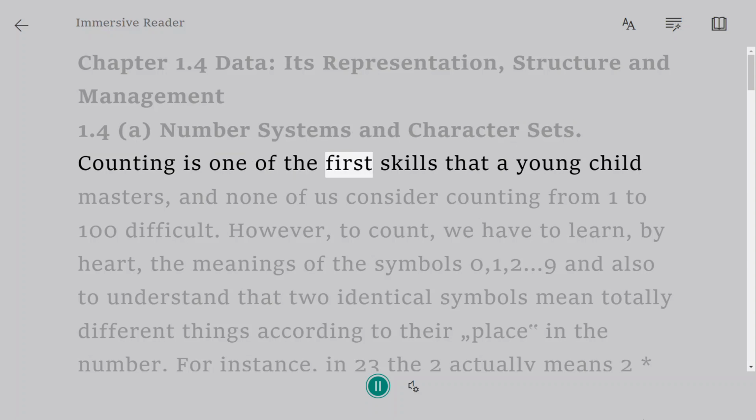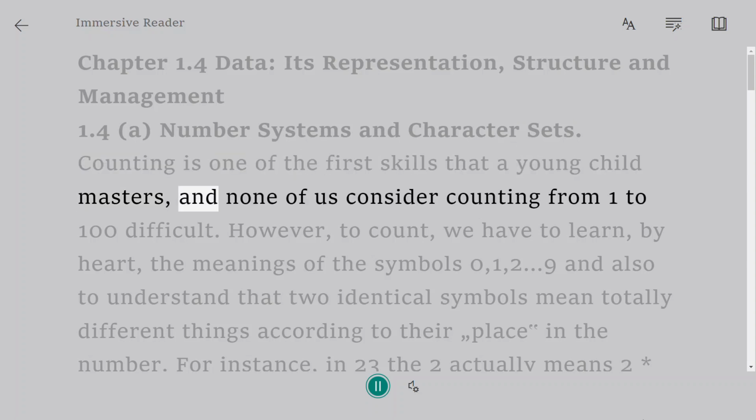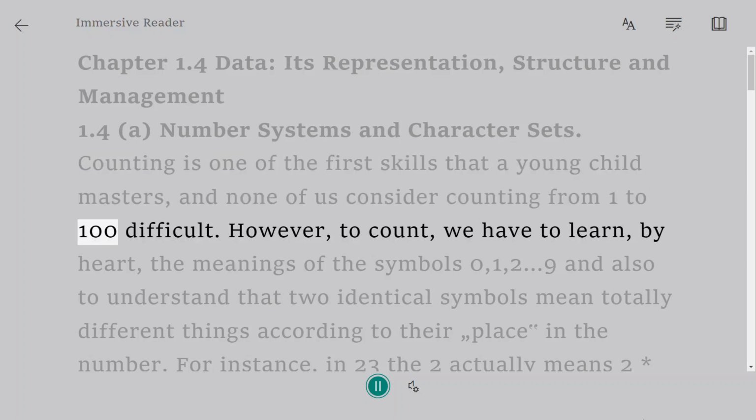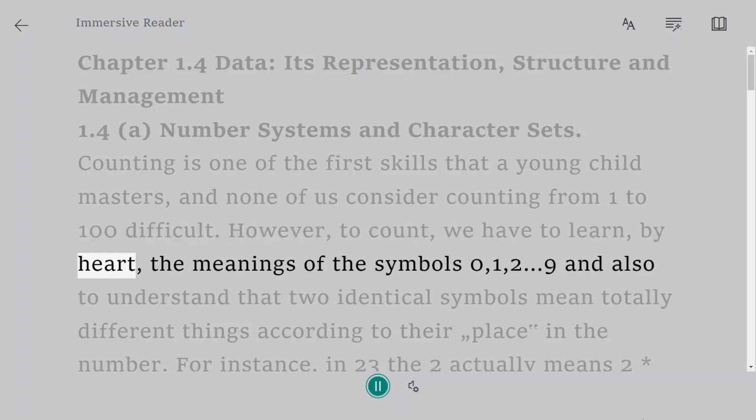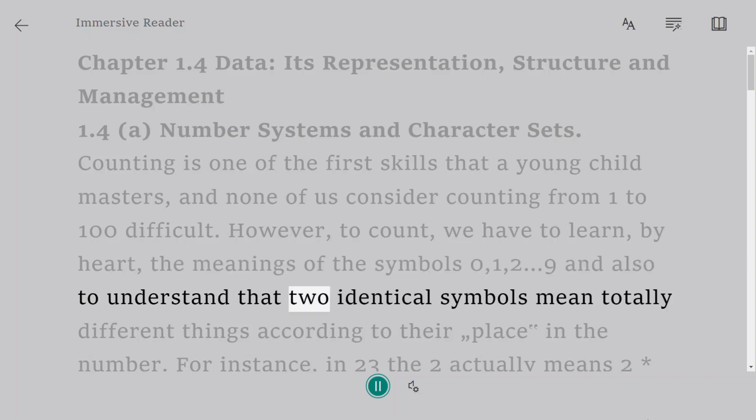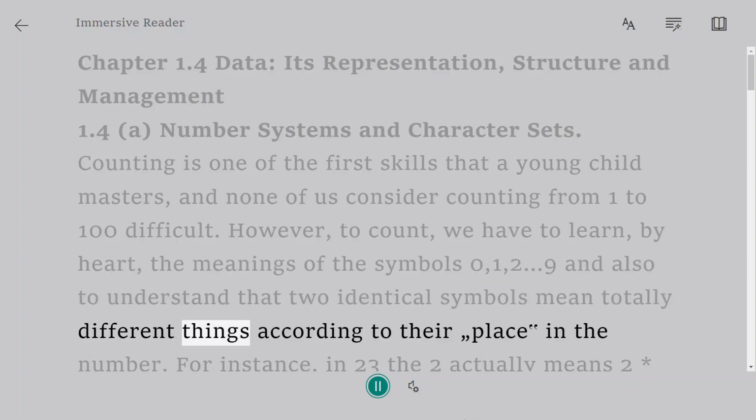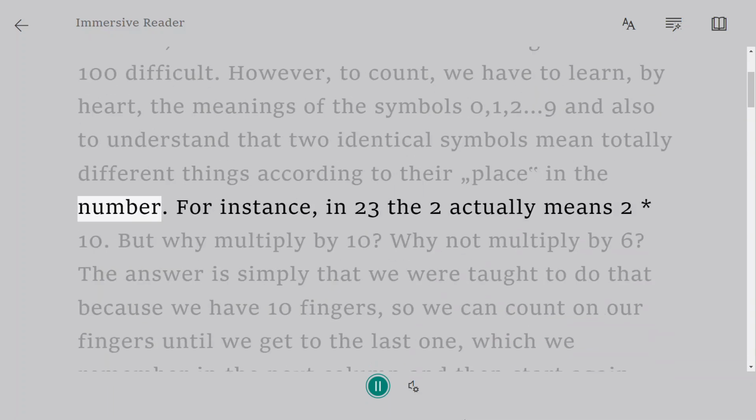Counting is one of the first skills that a young child masters, and none of us consider counting from 1 to 100 difficult. However, to count, we have to learn, by heart, the meanings of the symbols 0, 1, 2, up to 9, and also to understand that two identical symbols mean totally different things according to their place in the number. For instance, in 23 the 2 actually means 2 times 10.